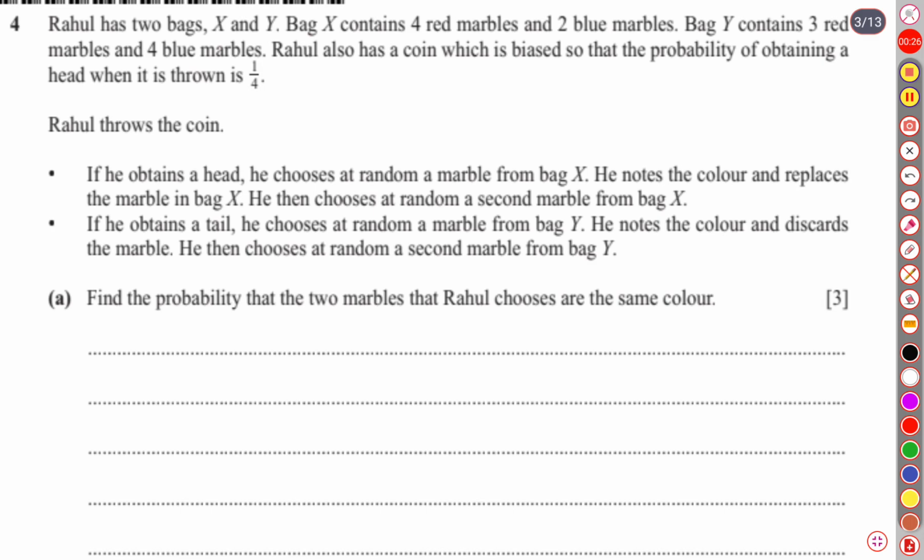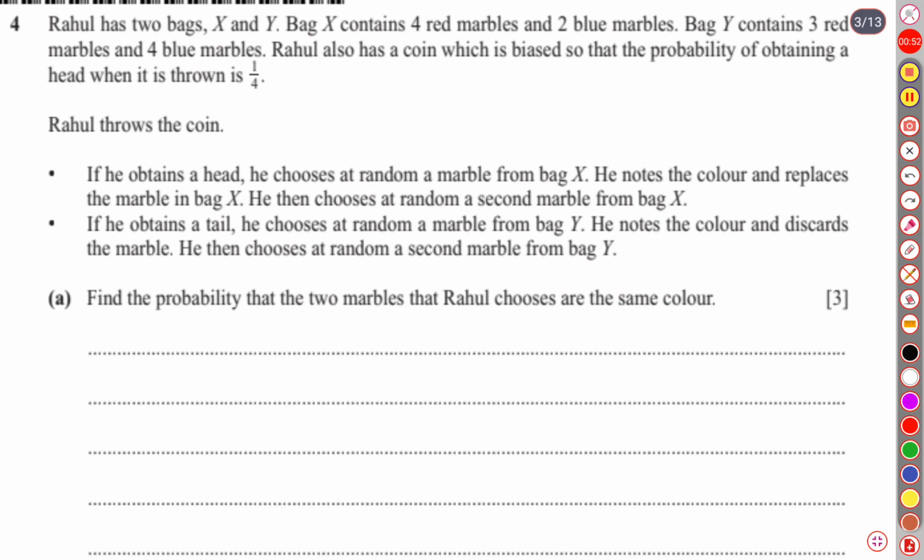Rahul has two bags, X and Y. Bag X contains four red marbles and two blue marbles. Bag Y contains three red marbles and four blue marbles. Rahul also has a coin which is biased so that the probability of obtaining a head when it is thrown is 1 over 4. Rahul throws the coin.